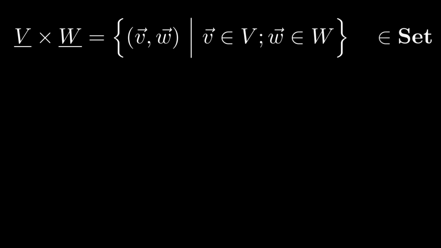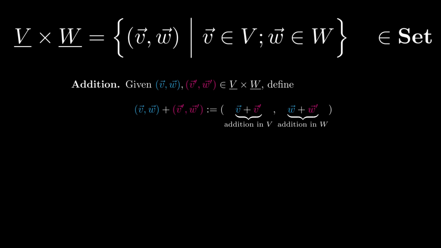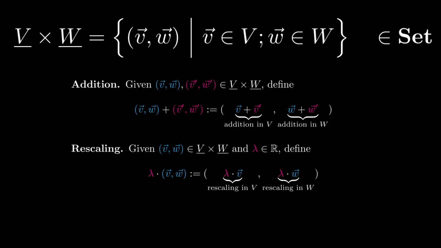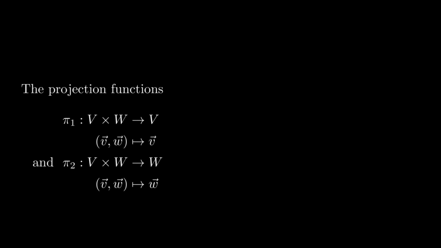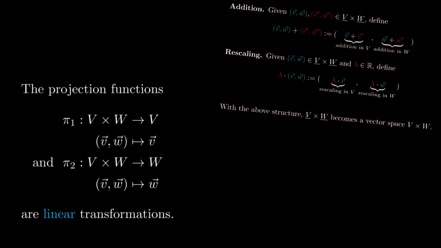Although this is only a set by construction, we can use the addition and rescaling structures of V and W to define the same structure on the product. This vector space structure on the Cartesian product is probably the simplest one we can come up with. It's also the only structure you can give V times W so that the projection maps to V and to W are both linear transformations. In particular, V times W, including its vector space structure, is completely determined by these linear projections.